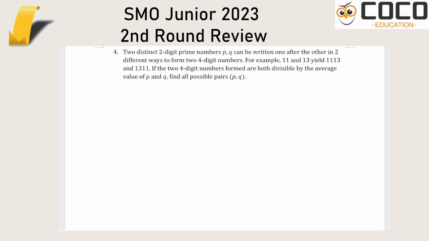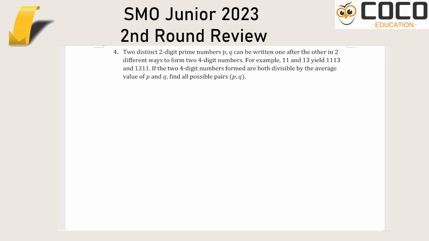Two-digit primes P and Q are written one after another in 2 different ways to form 2 4-digit numbers. For example, 11 and 13 give you 1113 and 1311. Now, if the 2 4-digit numbers formed are both divisible by the average value of P and Q, find all possible pairs PQ.